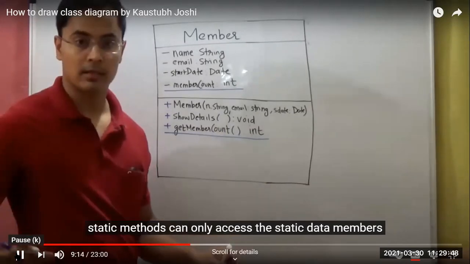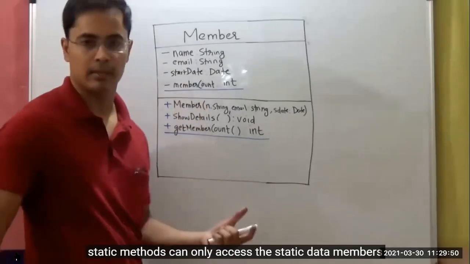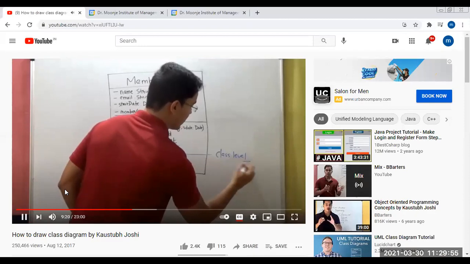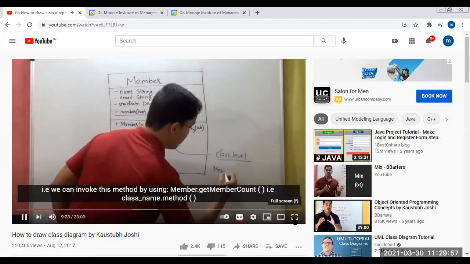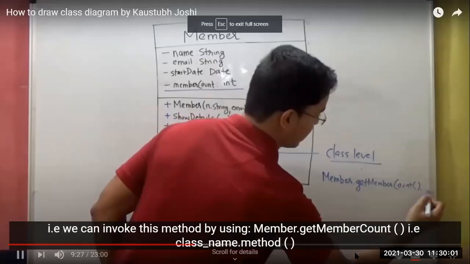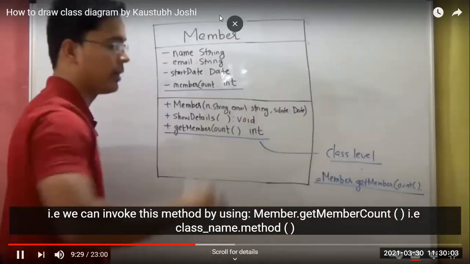Static methods can only access the static data members. These are called class level methods. That means you can invoke it like member dot member count. Like this, I can call it and collect this value and print it.